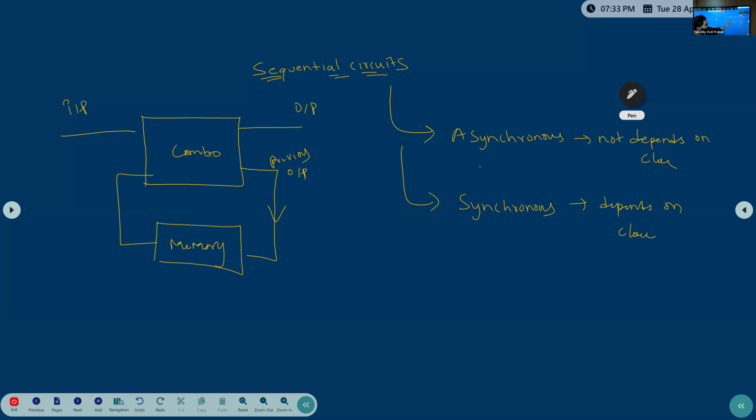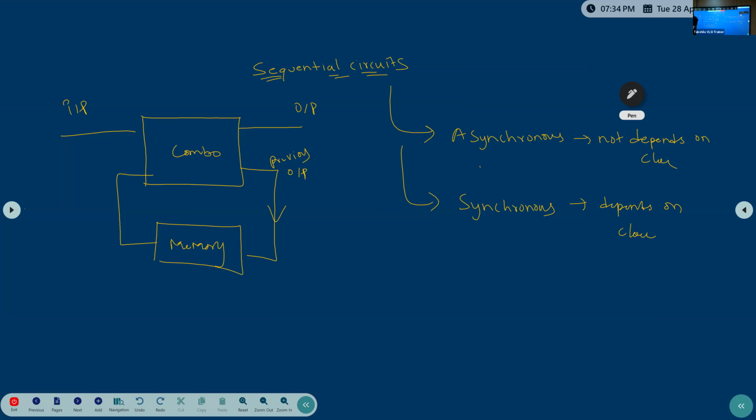Asynchronous means it will not depend on the clock period. The output will not be in sync with the clock period. Whether the clock is present or not present, the output will be generated directly. Those kinds of things are asynchronous. Clear? Any questions, any doubts here? Sequential circuits, these differences, all these things.